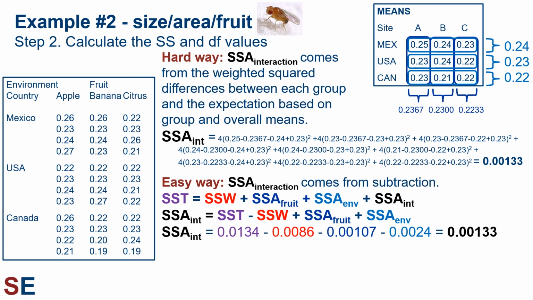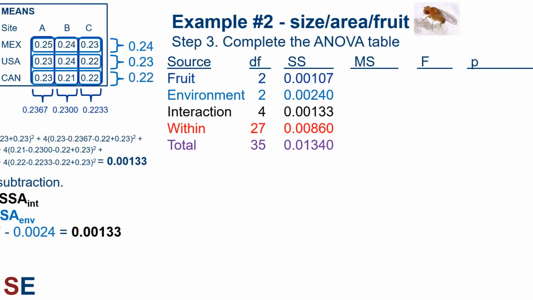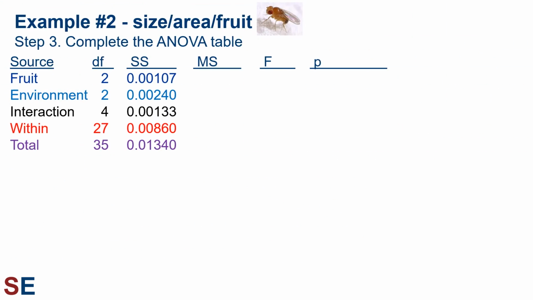Alternately, we look at the equation that relates all the sums of squares terms and rearrange to get SSA interaction equals the sum of squares total minus the sum of squares within minus the sum of squares terms for each factor. This gives us 0.0134 minus 0.0086 minus 0.00107 minus 0.0024 equals 0.00133, which is the same as the previous result. The degrees of freedom for the interaction is 3 minus 1 times 3 minus 1, which is 2 times 2 equals 4 degrees of freedom. Now for step 3, where we complete the ANOVA table.